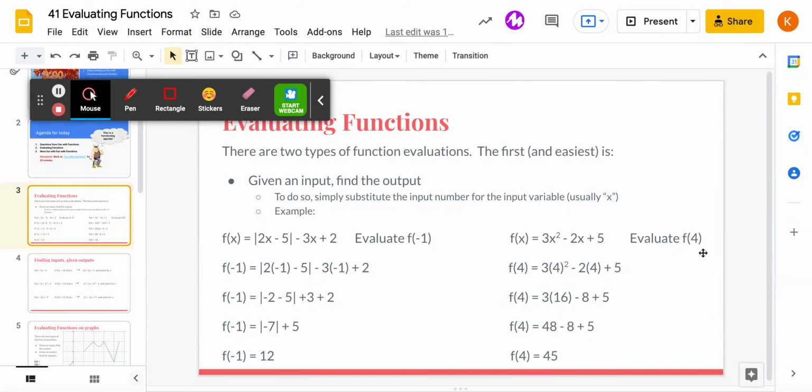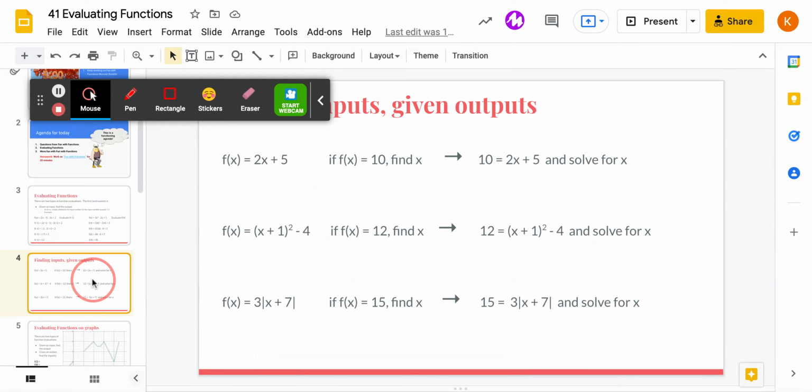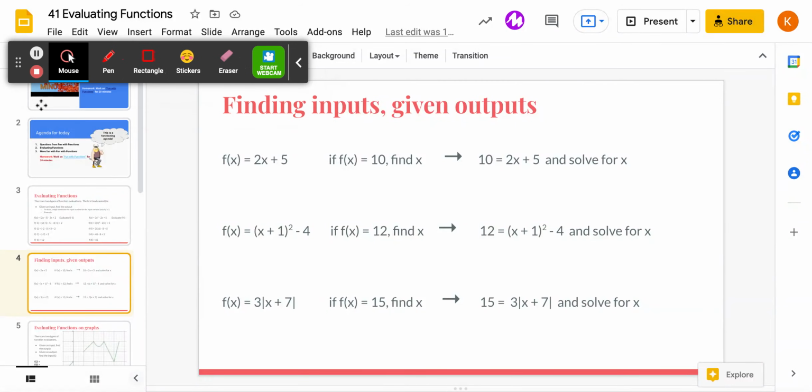Take the input, whatever it is. In the first example it was -1, and then just plug it in. The second example was a 4, then just plug it in. You can evaluate any function in this manner. Let's try the next one. This one's a little bit harder, but still not that bad.